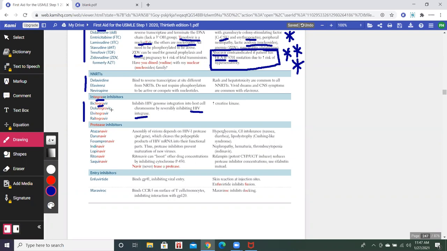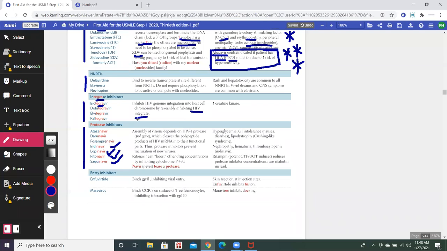Next one is protease inhibitors. Only knowing the names and the action is enough. Protease inhibitors: I asked you to focus on lopinavir, saquinavir, indinavir, and ritonavir. Hopefully they will only ask you questions from these four.